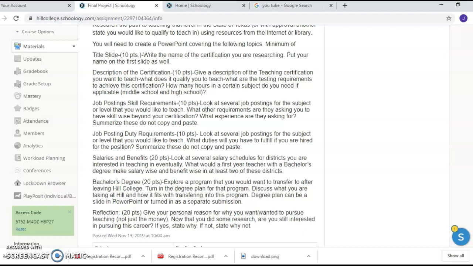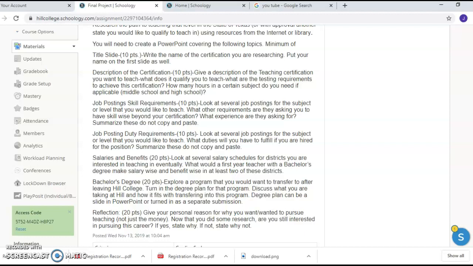So finally, bachelor's degree program. You need to find the degree plan for the bachelor's program that you are going to. You can put it in as a link in the PowerPoint, Spark, whatever presentation tool you're doing, but I want to be able to link out to it. Otherwise, you can copy and paste and make it its own slide and then a second slide giving the other information. So you need to discuss what you're taking at Hill, how it works into the transfer program, and all of that. So we can look at one of those examples as well, how you would find a bachelor's degree program.